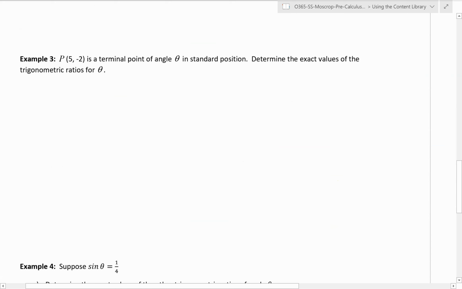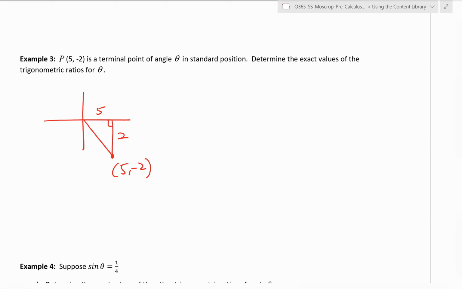Again, I think we've done something similar here before. It says the point P, 5 comma negative 2. So I would draw the diagram first. 5 comma negative 2 is somewhere here. So that means the x value is 5. The y value here is negative 2. So I mean the height should be positive. Doesn't matter. Determine the exact value of the trig ratios for theta.